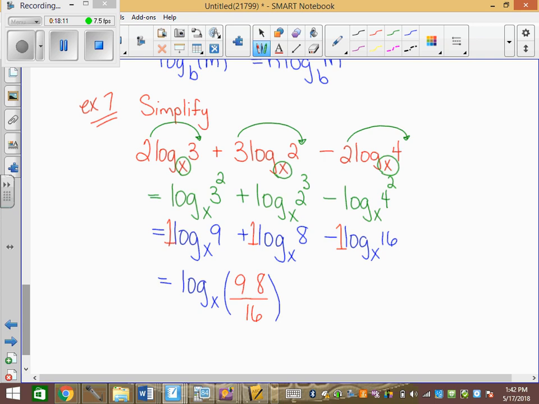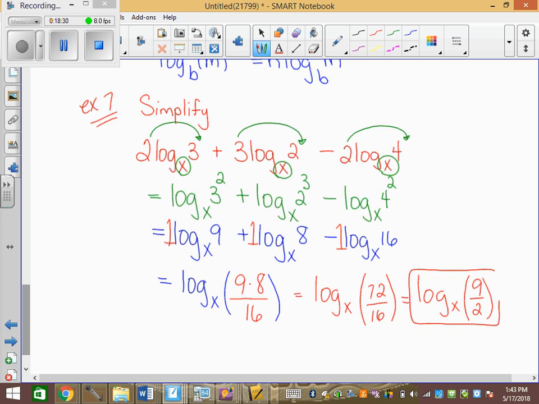What do we do with that 9 and 8? Times them. So we're going to get log x of 72 over 16. What does that reduce to? 9 over 2. You can take an 8 out of both. Okay? So we can take these big expansions and simplify them down to 1. Most people are really good at that. Most people forget that they can take a simplified version and expand it. So let's try that.